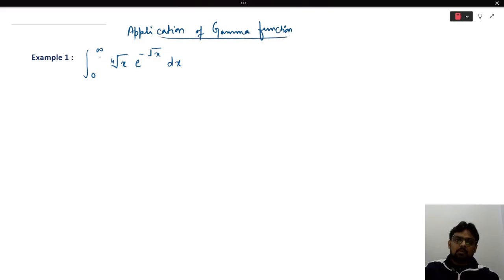Application of gamma function. These types of integrations we can solve with the help of the gamma function, if we remember the properties and the definition of the gamma function. So this type of integration is very basic for us. Let's define here what the gamma function is.